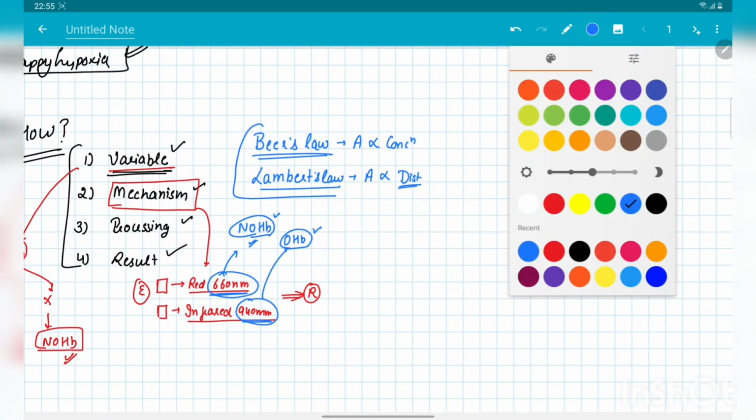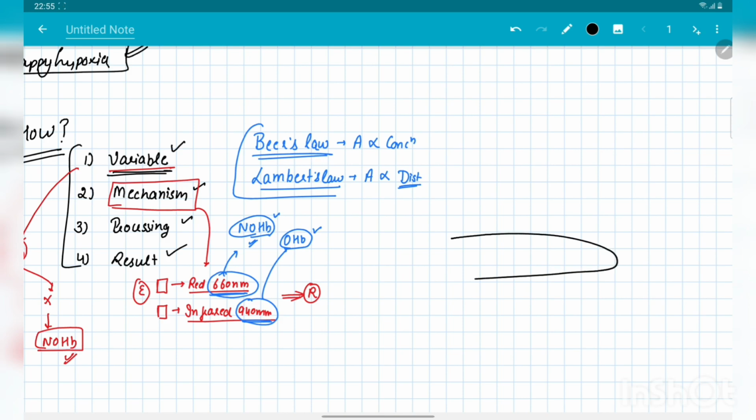Suppose this is our finger. We just insert our finger in the pulse oximeter, and this one is the arterial supply, and suppose this one is the venous supply. How does this instrument differentiate whether the blood is in arterial circulation or in venous circulation?